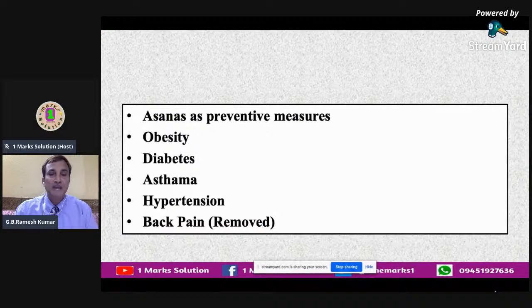Now, in this one, asanas as preventive measures for obesity, diabetes, asthma, hypertension, and back pain. Out of that, back pain is removed as a lot of changes were done by the CBSE due to COVID-19.